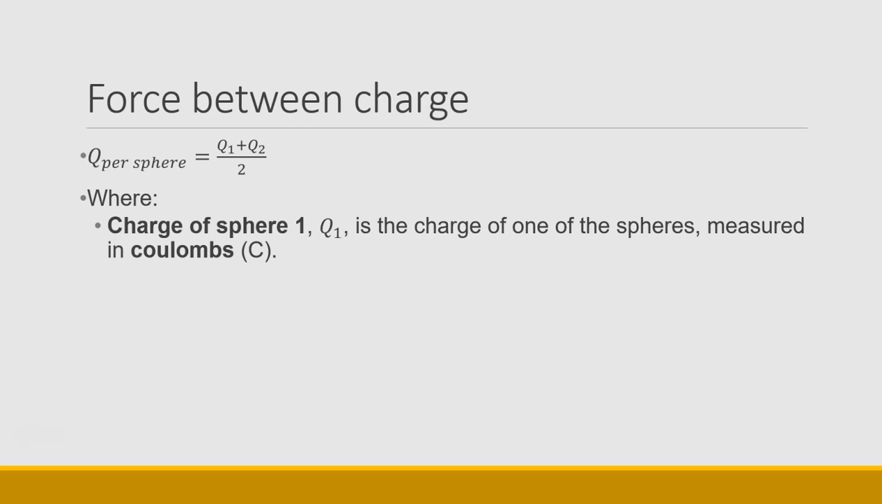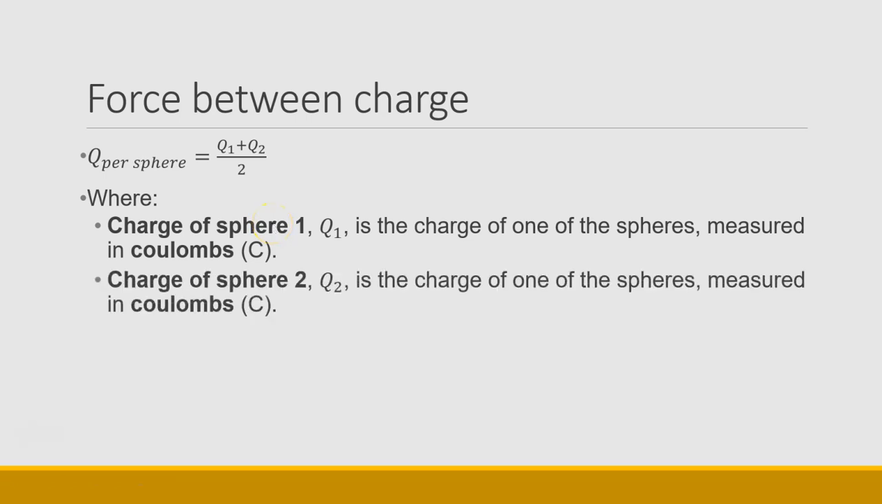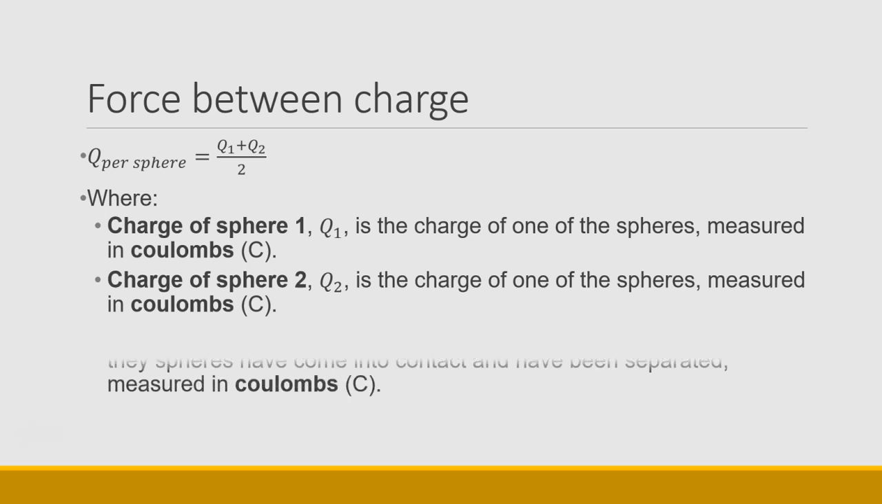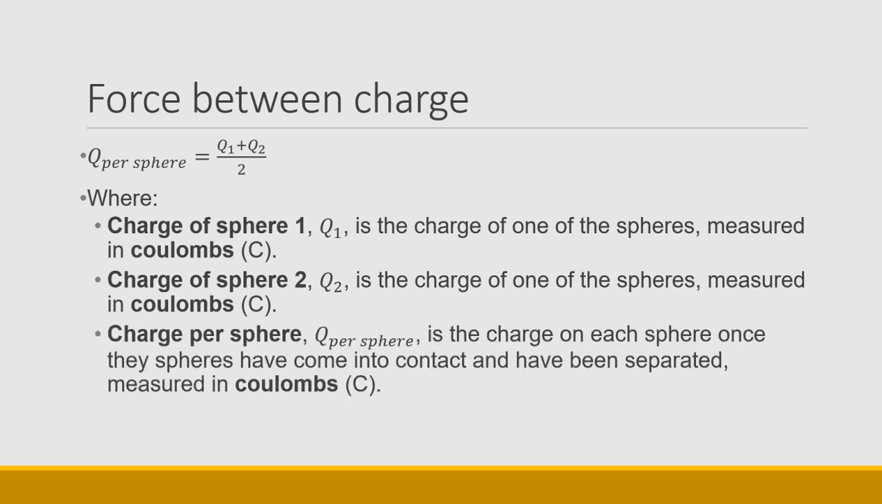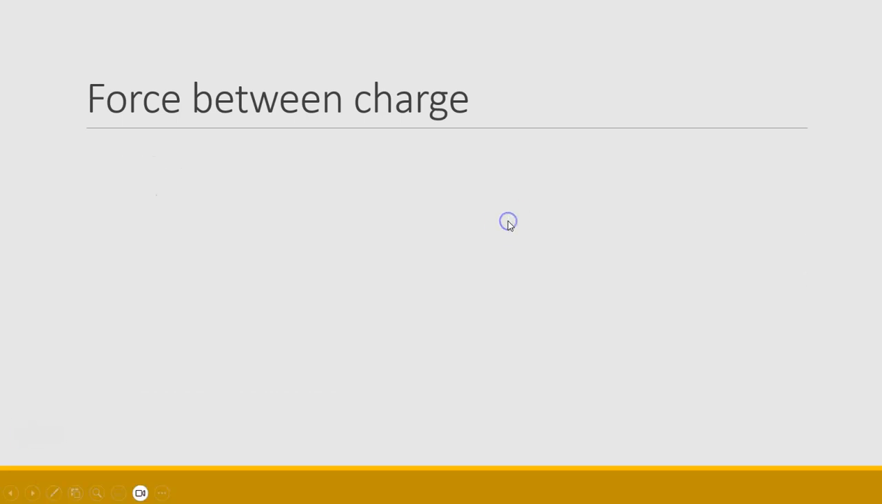So in this formula, Q1 is the charge of sphere 1 measured in coulombs. Q2 is the charge of sphere 2 measured in coulombs. And once we've divided that value by 2, then we would get the charge per sphere, also measured in coulombs. Let's take a look at an example.